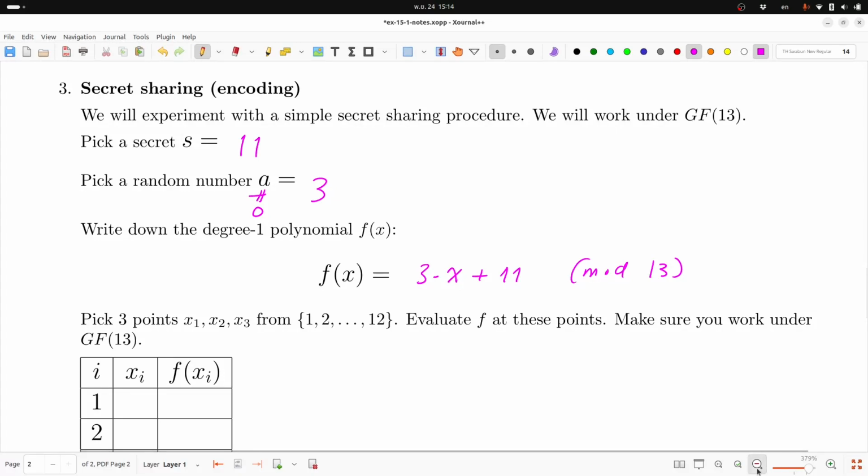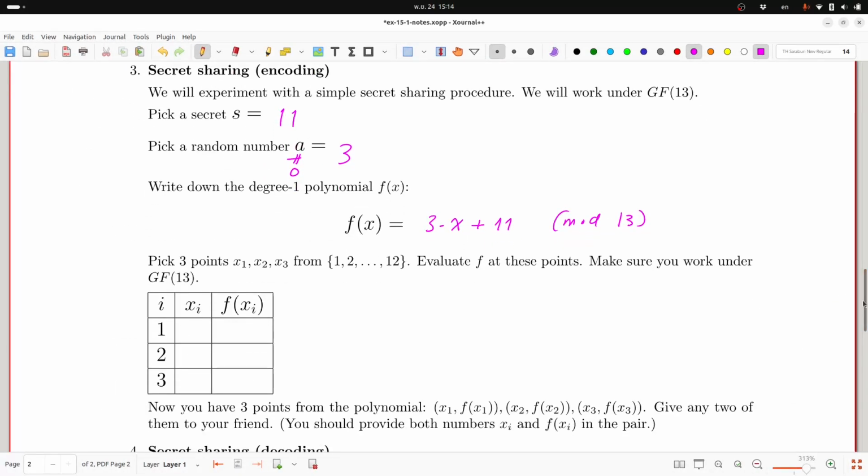Okay, and then you should pick 3 points. You should not pick 0. The 0 point gives out s right away, so it doesn't work. So you should pick some points, and then evaluate f on these 3 points. Don't forget to modulo 13. So these will be the numbers that you get. Let me do it for you. Suppose I pick 1, 3, 7.